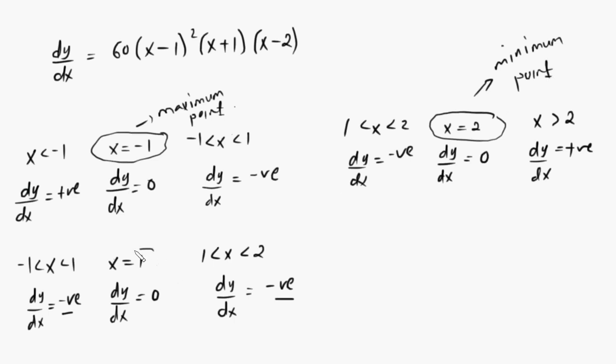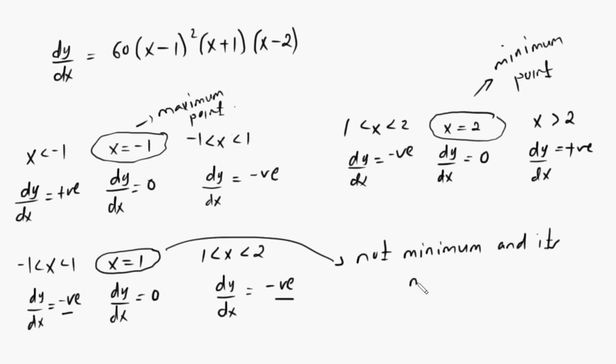Sasa tujaiongelea hii. Hii sasa, it is not minimum, okay? It is not minimum and it's not maximum. Because it's neither minimum nor maximum. So what is it now? But it's a turning point. It's what we call the point of inflection, okay? Kwa hiyo hii sasa ambayo x equals 1 ambayo sio maximum na wala sio minimum is what we call the point of inflection.